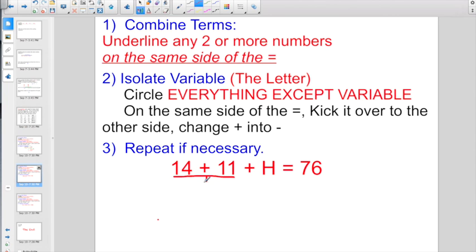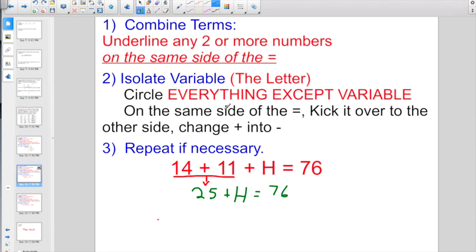So let's go and rewrite. I read my equations left to right. The first thing I run into is 14 plus 11 underlined. So I don't want to write that over again. What is 14 plus 11? That's 25, right? So let's just write down 25, and now I'm going to write everything else that's not underlined. 25 plus H. I did not circle the equal sign, so let's write that down next. Equals 76.